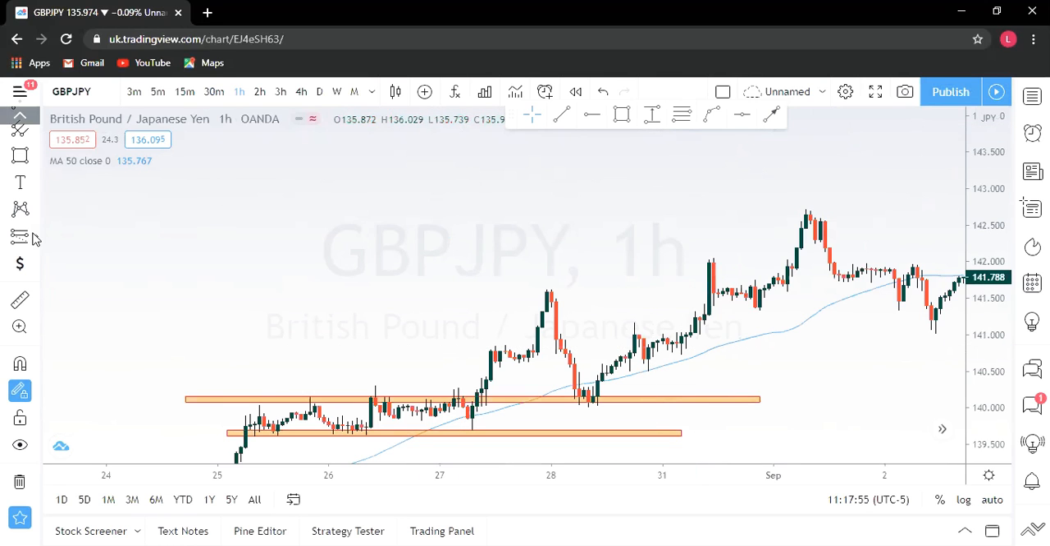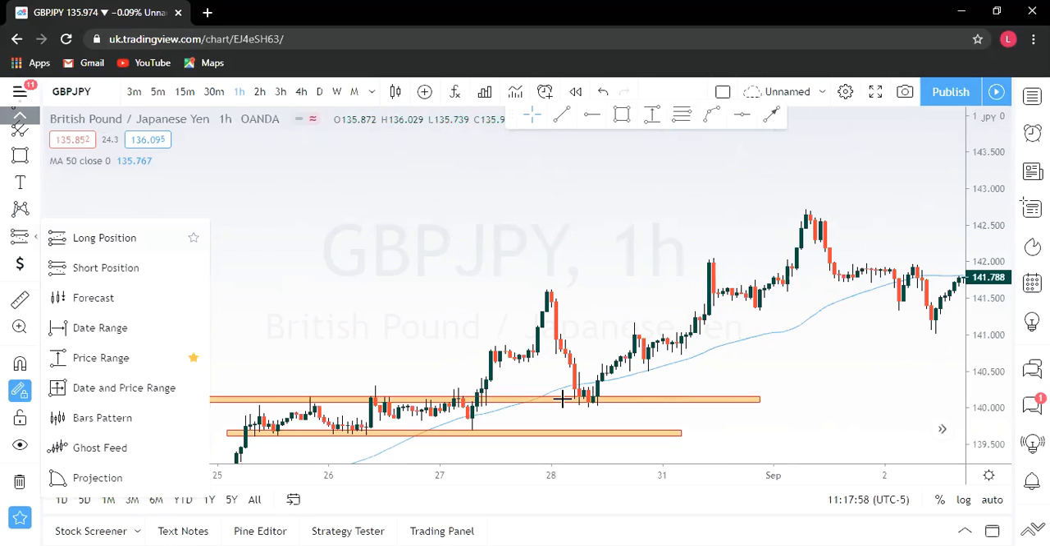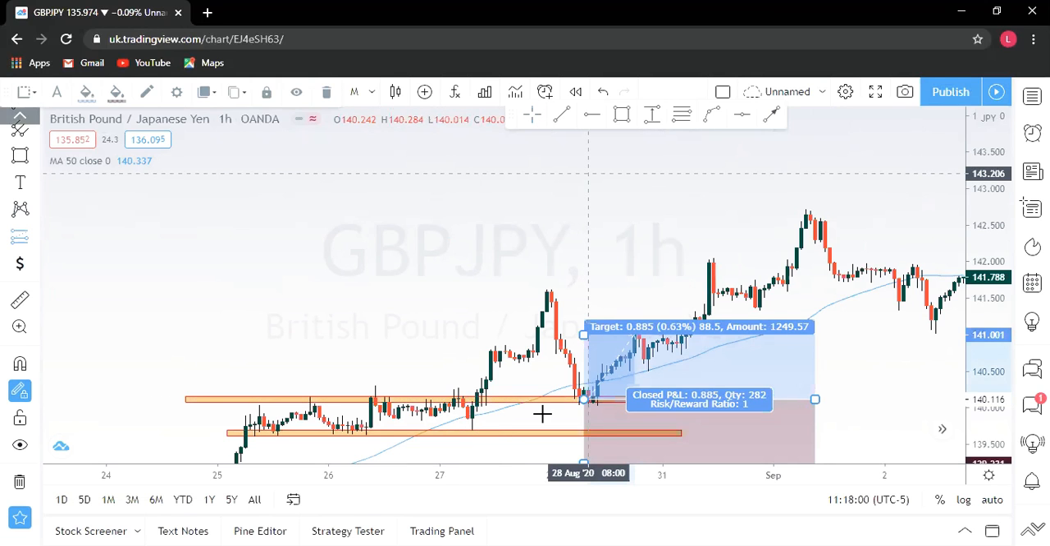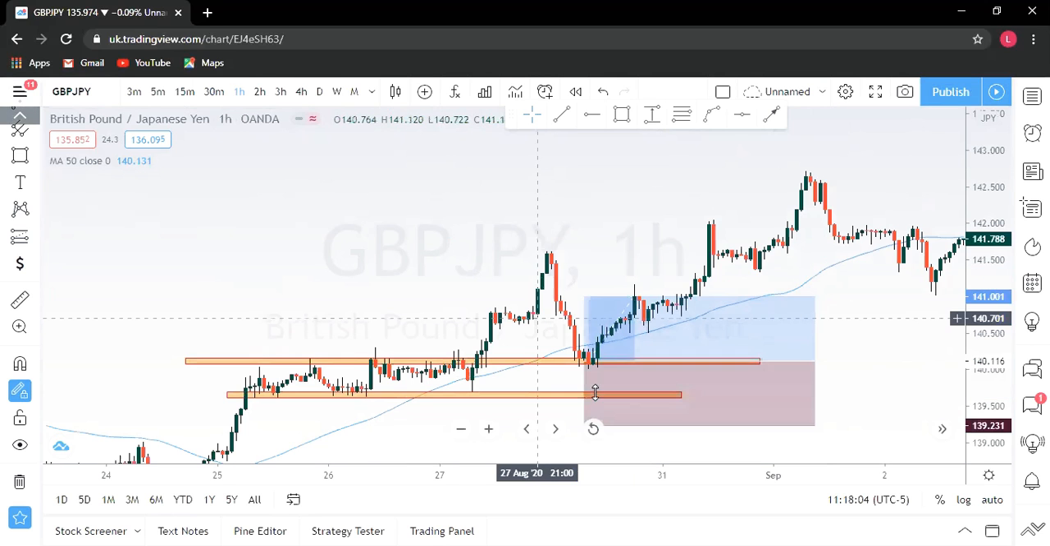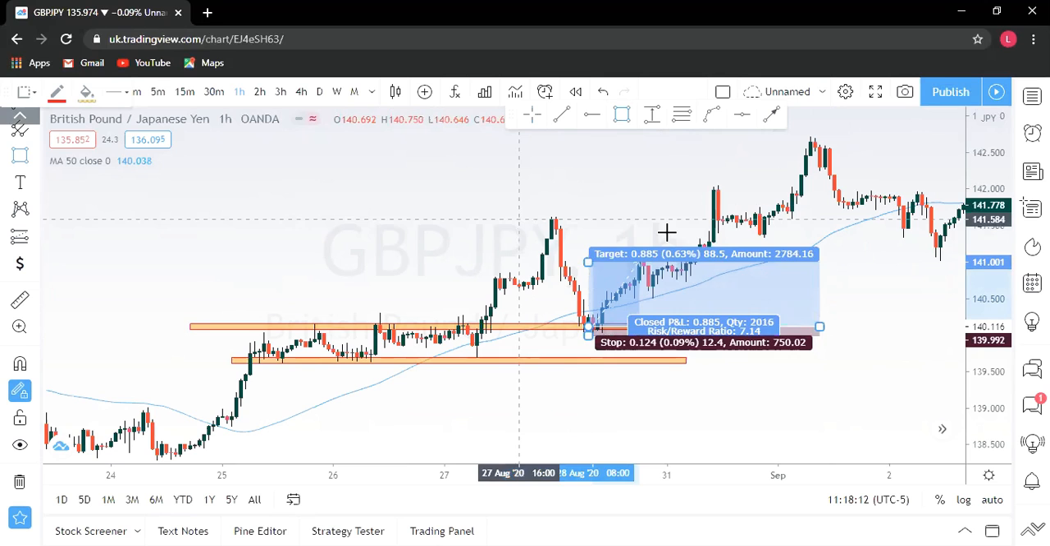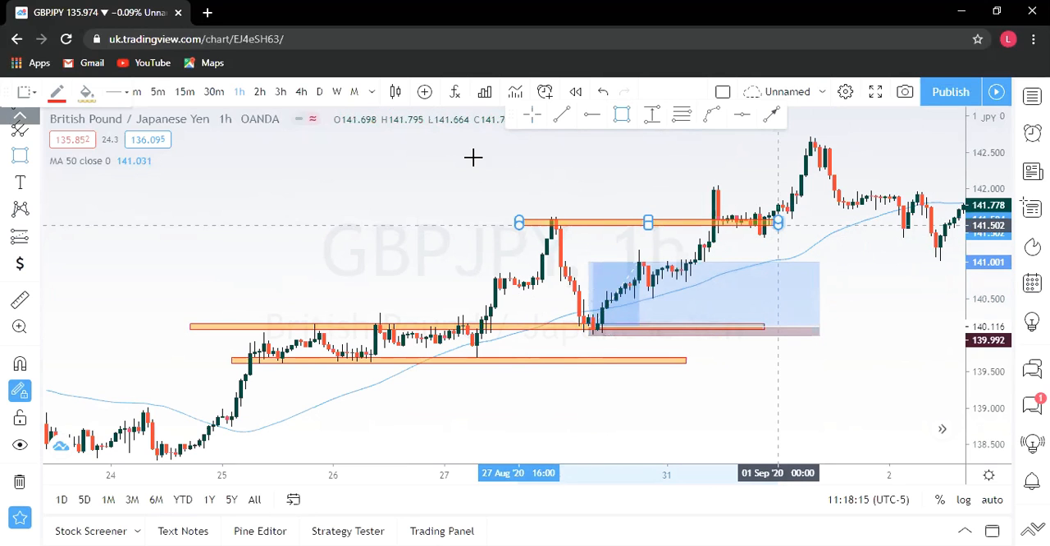So if you want to take advantage of it, just pick your long position because they've come to retest it. So your stop loss will just be a few pips below that candle. Then your take profit will be what? This is also a resistance level. So you take your take profit to that level.